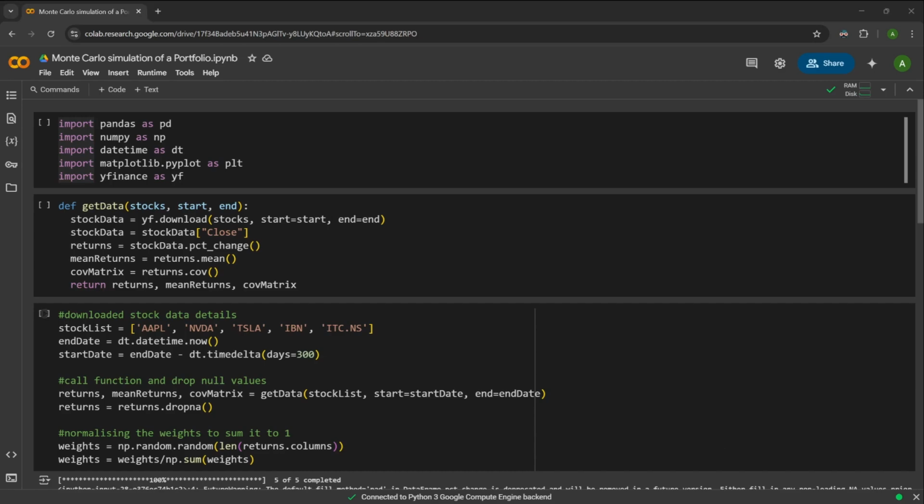This is Anirudh here, and today we are going to be learning about Monte Carlo simulation. So, Monte Carlo simulation is a model that is used to predict the probability of a variety of outcomes that are possible when a lot of random variables are involved.